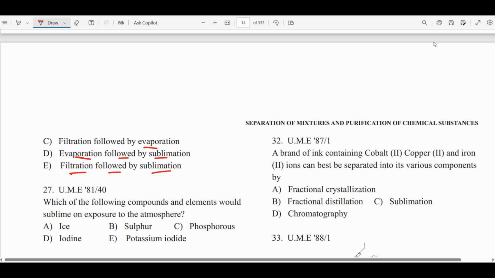Now, take this very seriously. Sublimation will be important because you have ammonium chloride. Remember that ammonium chloride is one compound that sublimes. Right. But what do you do first before sublimation? So we have our answer between D and E. But which of them?